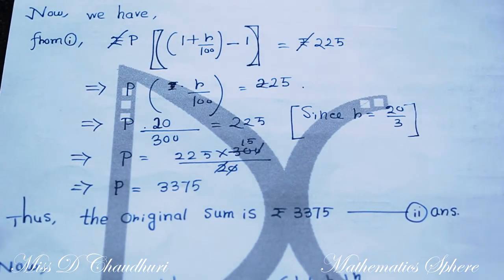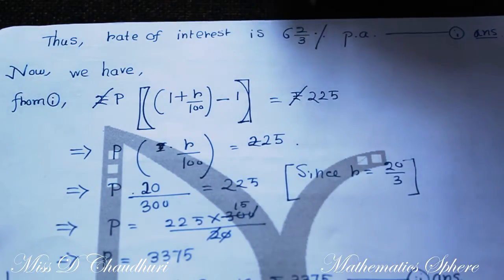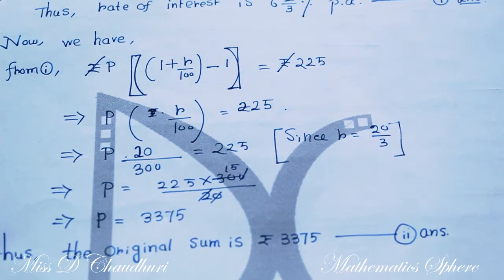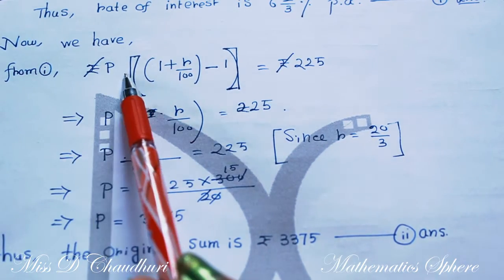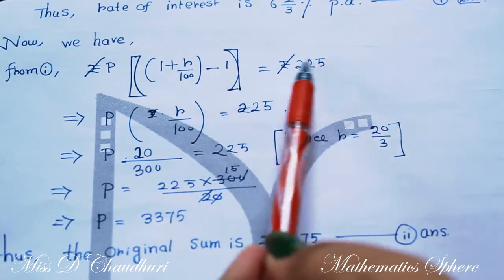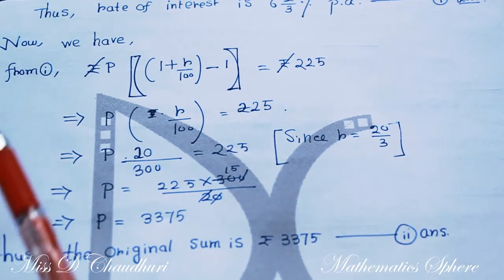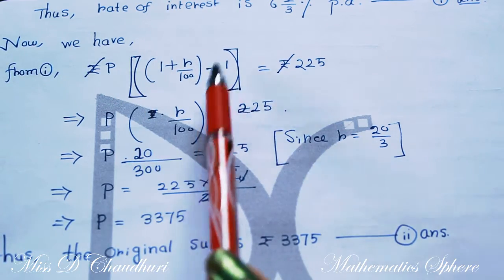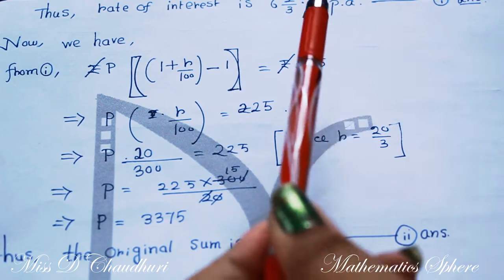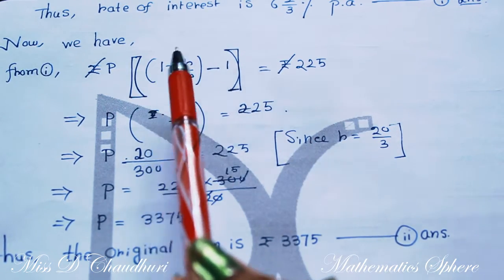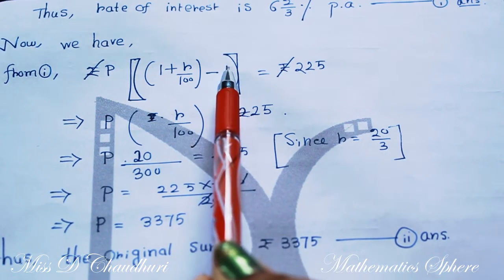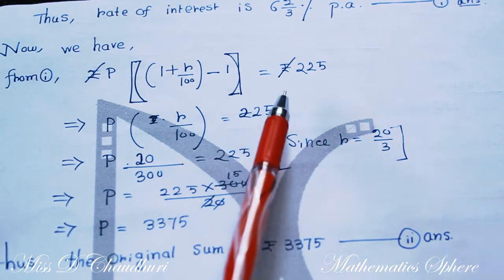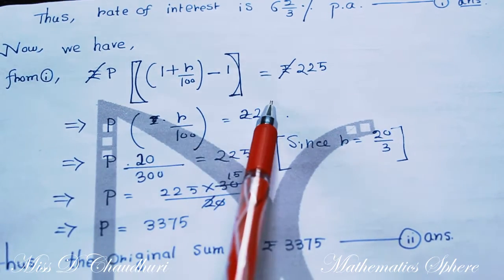So see, we have got the value of r here. The rate of interest is 62 by 3% per annum. Now for the next part, I have put the value of r in equation 1. I have just copied equation 1, which we wrote in the beginning, using the first year's CI. So p into 1 plus r by 100 whole to the power 1, because 1 year was there, minus 1, equals rupees 225. Now you see, this 1 and this 1 get cancelled. So ultimately it will be p into r by 100 equal to 225.